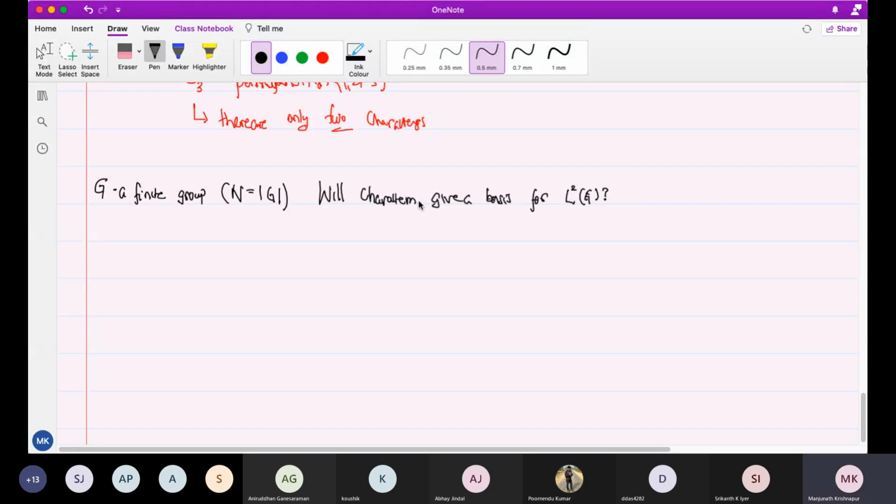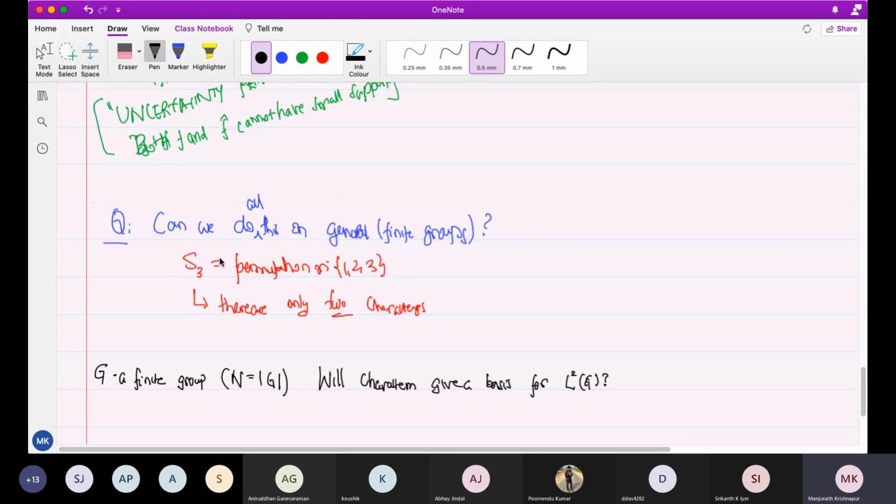That's the question. I left this as an exercise. Did anyone try this? I said that even for the smallest non-abelian group, the symmetric group on 3 elements, if you want a basis you have to have capital N many characters. But S3, which has order 6, has 6 elements but there are only 2 characters. Did anyone figure out that you don't have enough characters here?